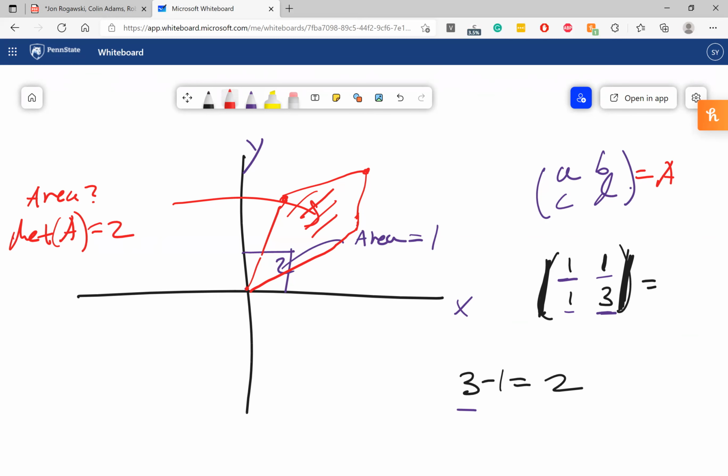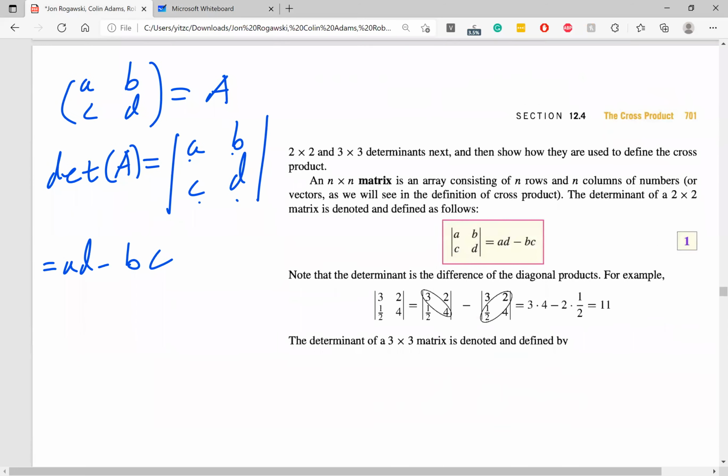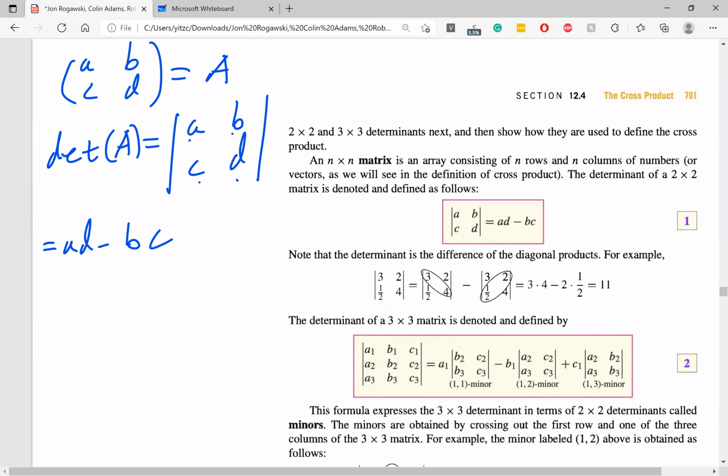I don't want to go too much into this, but it is very important to know for linear algebra. What's important for us to know is this operation right over here: the determinant is AD minus BC. We need to know it for a 2 by 2 matrix, and we need to know a similar operation for a 3 by 3 matrix. And that's it for this class. We don't need to know anything else, no higher matrices. But the question is, what is this for a 3 by 3 matrix?